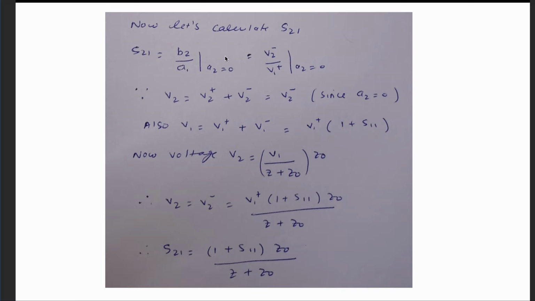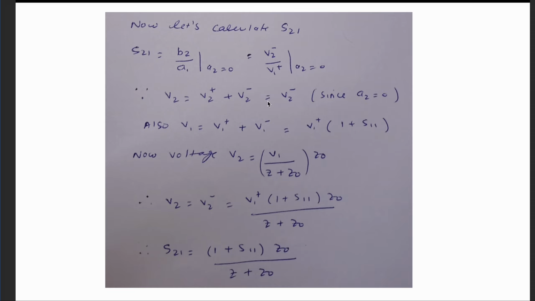To solve for S21, you can write B2 upon A1, where A2 is 0 because port 2 is terminated. Similarly you can write it as V2 minus upon V1 plus. The voltage V2 at port 2 is the sum of forward and backward waves, V2 plus plus V2 minus. Because A2 is 0, and A2 is V2 plus divided by square root of Z0, V2 plus is 0, so V2 equals just V2 minus.